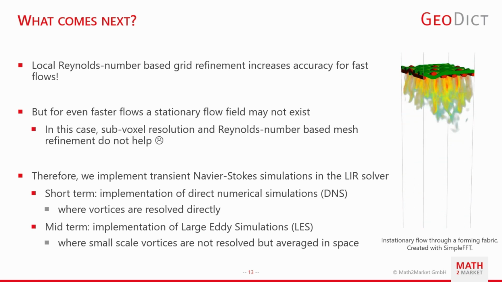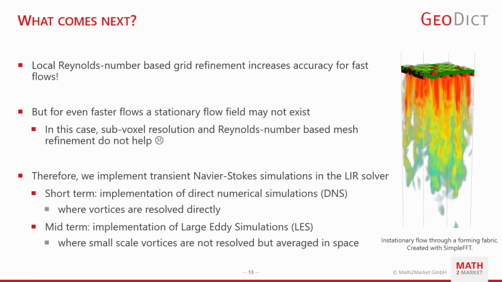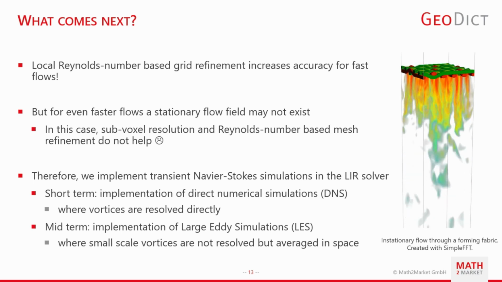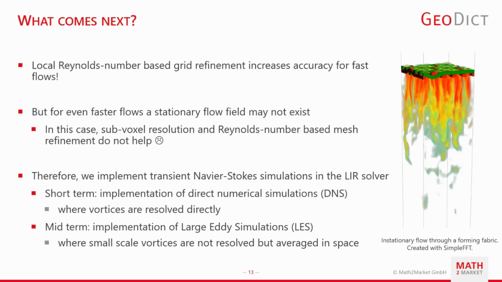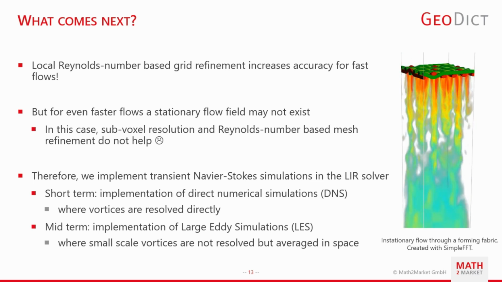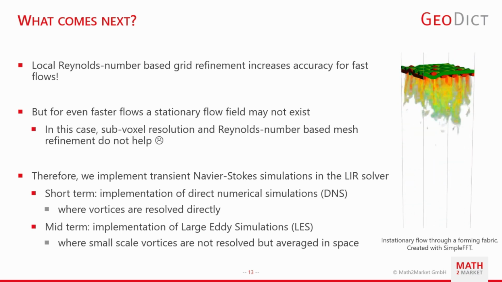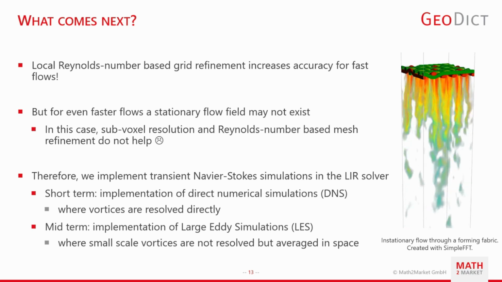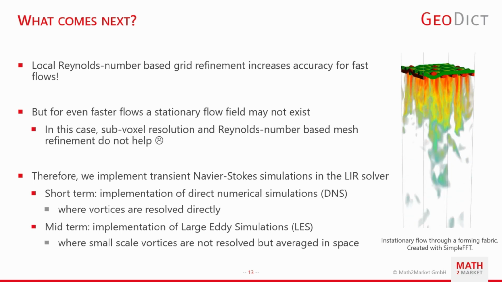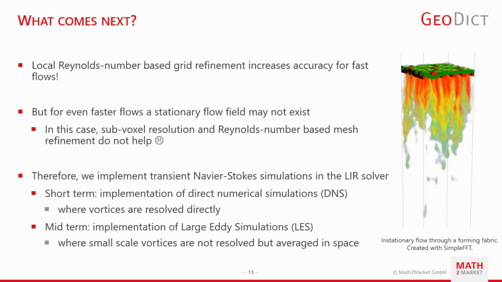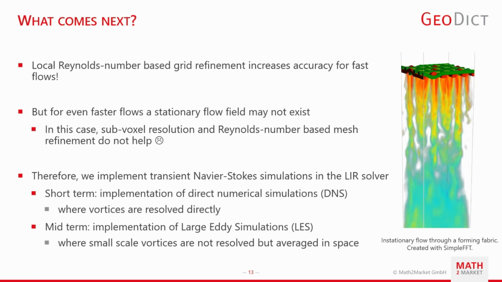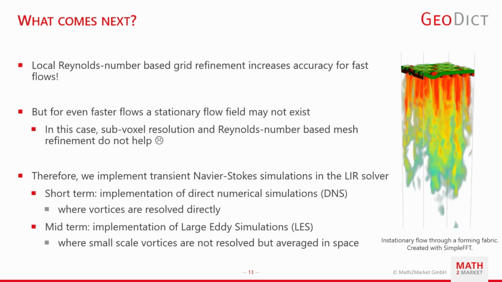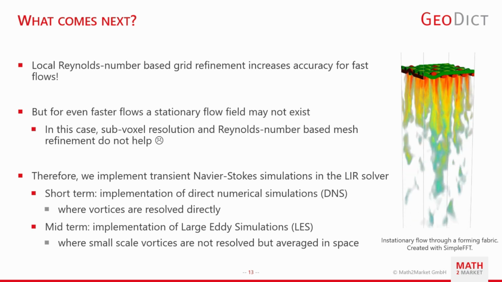the LIR solver. And in GeoDict 25, we did first steps towards this. So in the short term, we want to be able to do direct numerical simulation, as it is called, where we solve the transient Navier-Stokes equations directly, and here also the vortices are resolved directly. In the future, we also want to implement one of the turbulence models, for example, a large eddy simulation, to be able to also simulate much higher flows with a good accuracy.